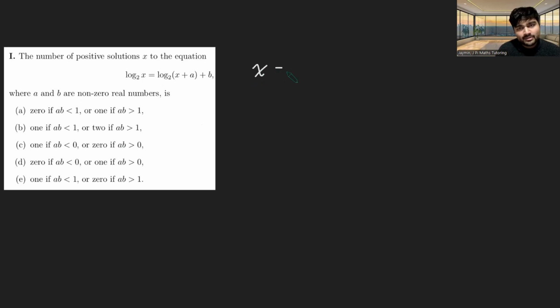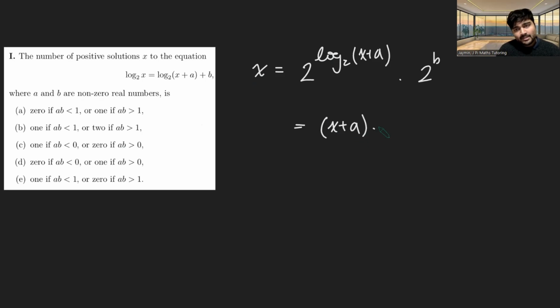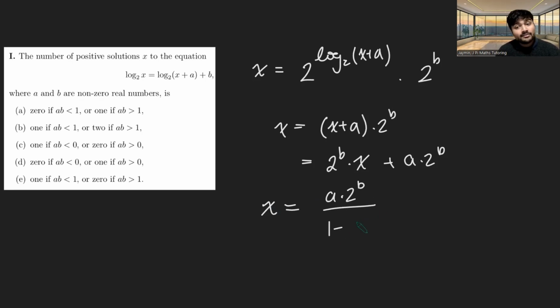Let's raise both sides to the power of 2. So I get x equals 2 to the power of log base 2 of (x plus a) times 2 to the power of b, and that is the same as (x plus a) times 2 to the power of b. Okay, cool. So let me just rearrange this. If I expand the right-hand side, I get 2 to the b times x plus a times 2 to the b. And bringing all the x's on one side and then dividing by the coefficient, I get x equals a times 2 to the b divided by 1 minus 2 to the b.